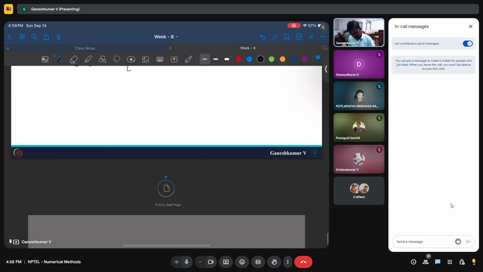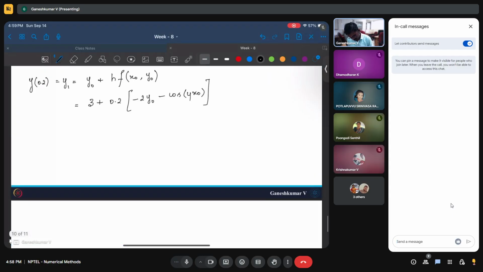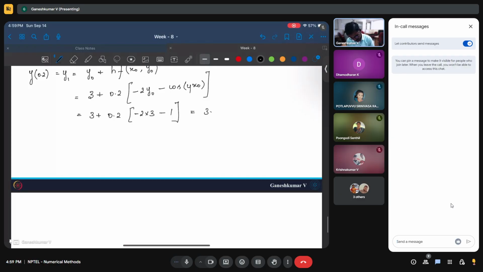Now you just need to substitute it, and that is the value for x equal to 0.2. 3 plus 0.2 into minus 2 into 3 minus cos, oh, x naught is 0, so this is going to be simply 1. So this whole thing will be minus 7. Minus 7 into 0.2 is minus 1.4. So 3 minus 1.4 is 1.6. So y at 0.2 is equal to 1.6. This is the value from Euler's method.